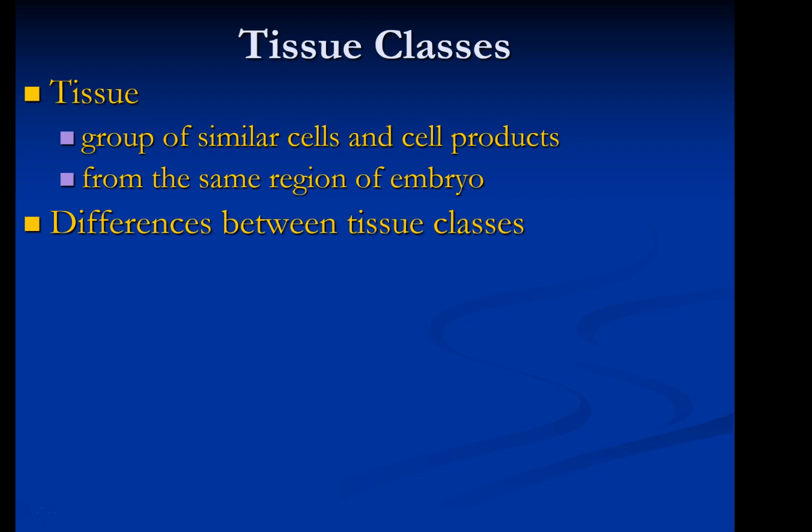Okay? And then sometimes the other thing that differentiates them is maybe over here we've got just a few cells and lots of stuff they made. And over here we've got lots of cells and they're not making much stuff. The cells are the same and what they're making is the same, but the ratio is different. That tends to make them different as well. Okay? So differences between tissue classes. Obviously, if the cells are different, the tissues are different. Epithelial tissue is going to have different cells than connective tissue.